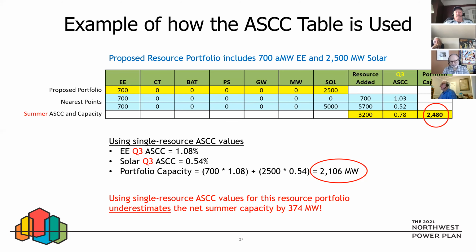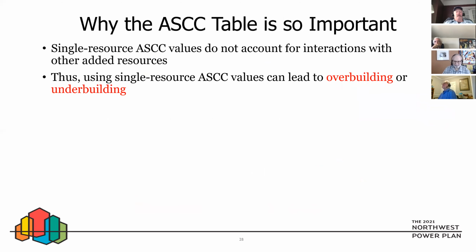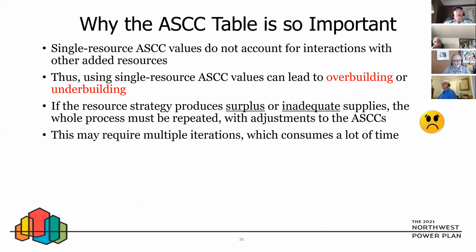And this is important because using single resource ASCC values, we can either overbuild or underbuild. If we build a resource strategy that is surplus or inadequate, that means we have to go back and iterate and tune up and do that over and over again until we get to what we want. This is what happened in the 7th plan. We had to do this, and so this is why we are doing this. We don't want to get it perfect, but we want to get it close.